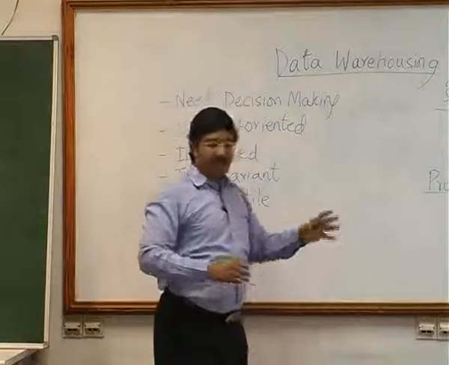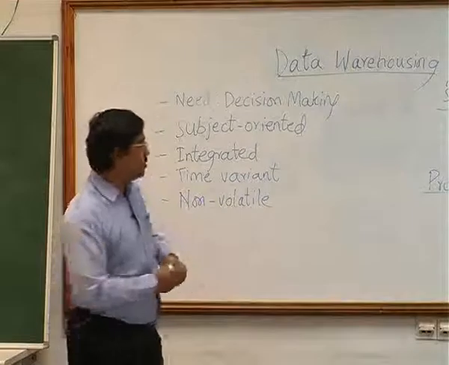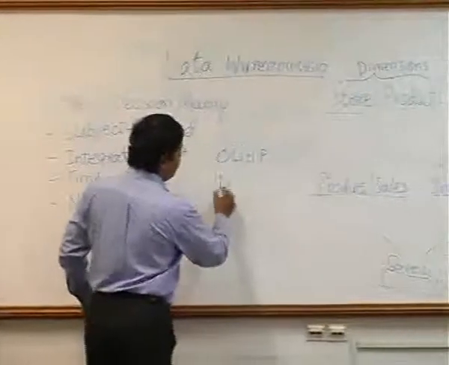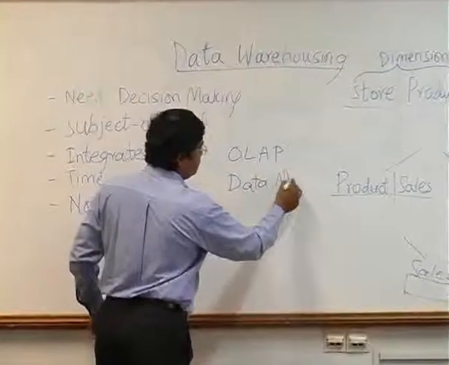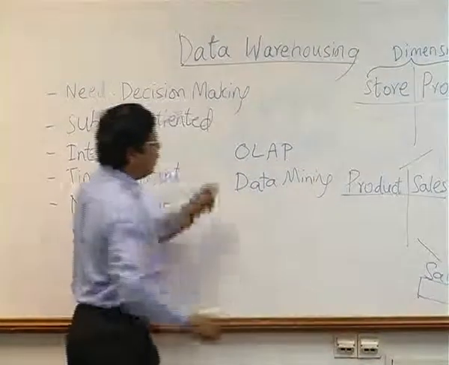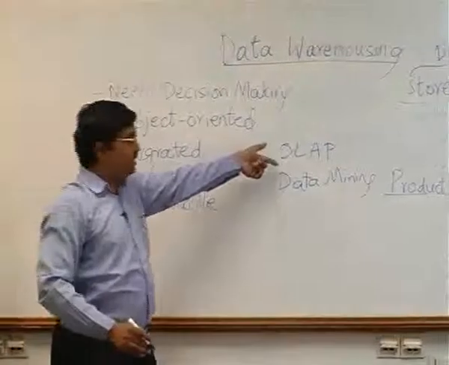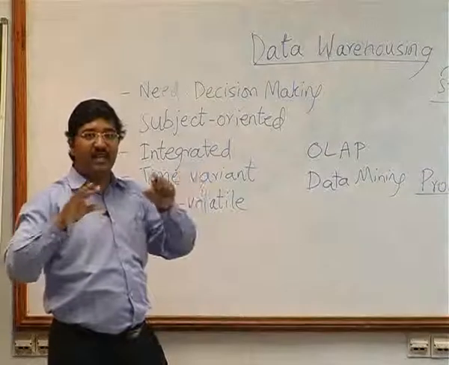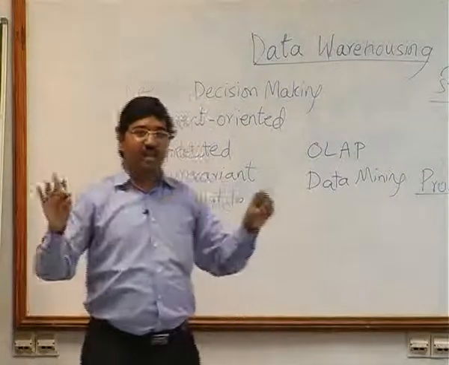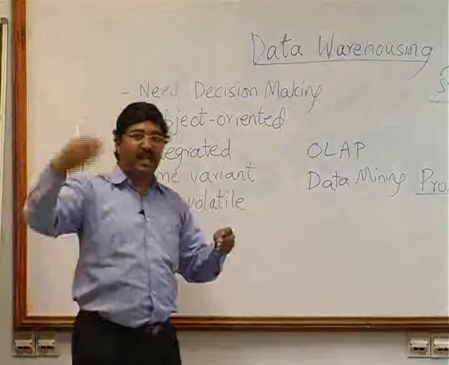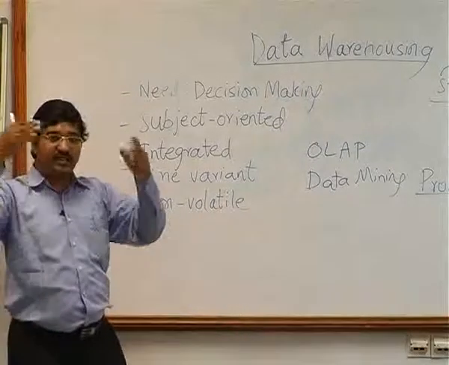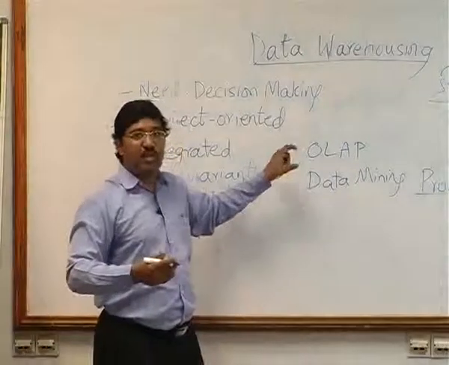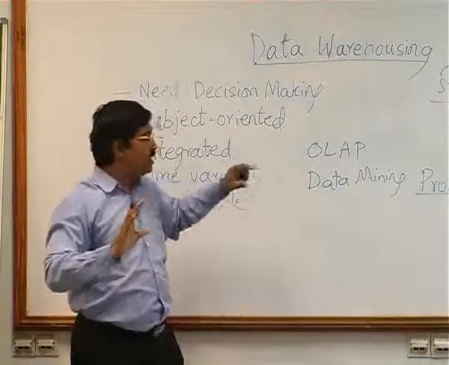And there are two different kinds of things that you can do on a data warehouse. One is called OLAP, and the second is data mining. OLAP generally is an enhancement of what you can do in regular databases. In regular databases, you basically do only SQL. You can do some kinds of aggregations in SQL to get some kind of reports. But you want to do much more in a data warehouse.